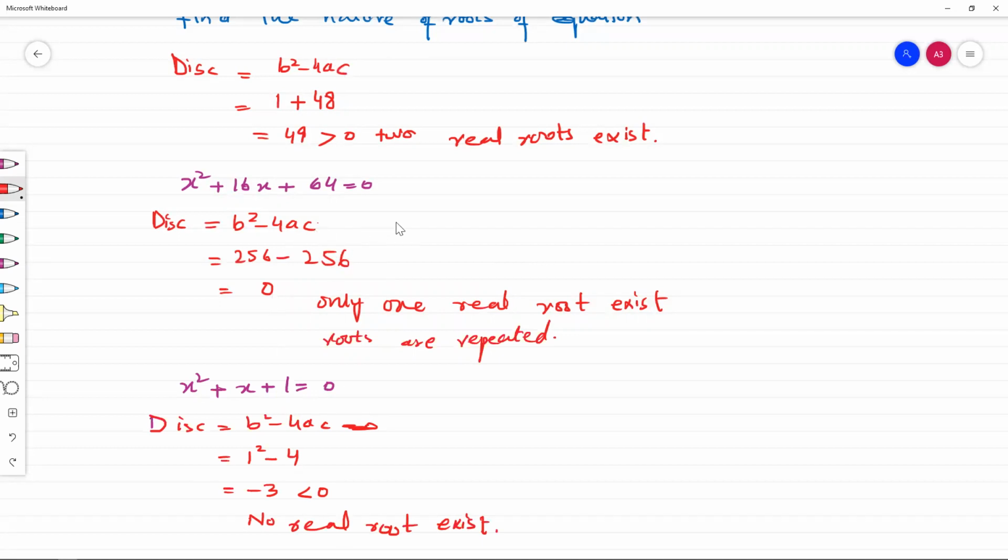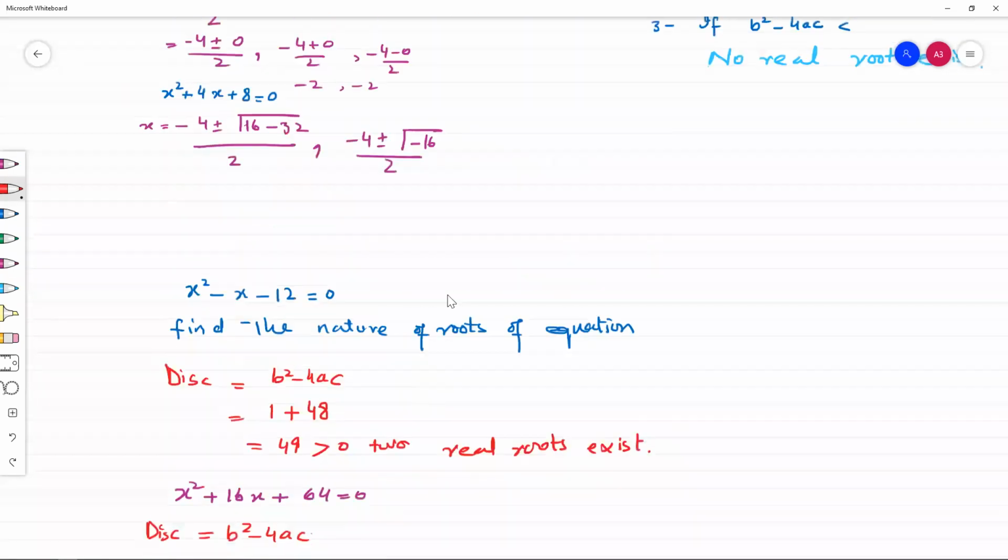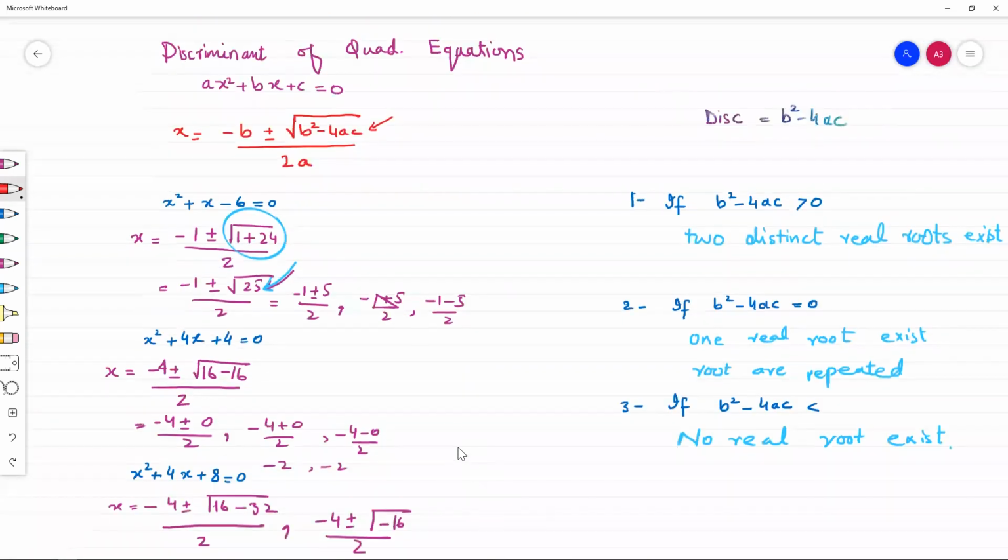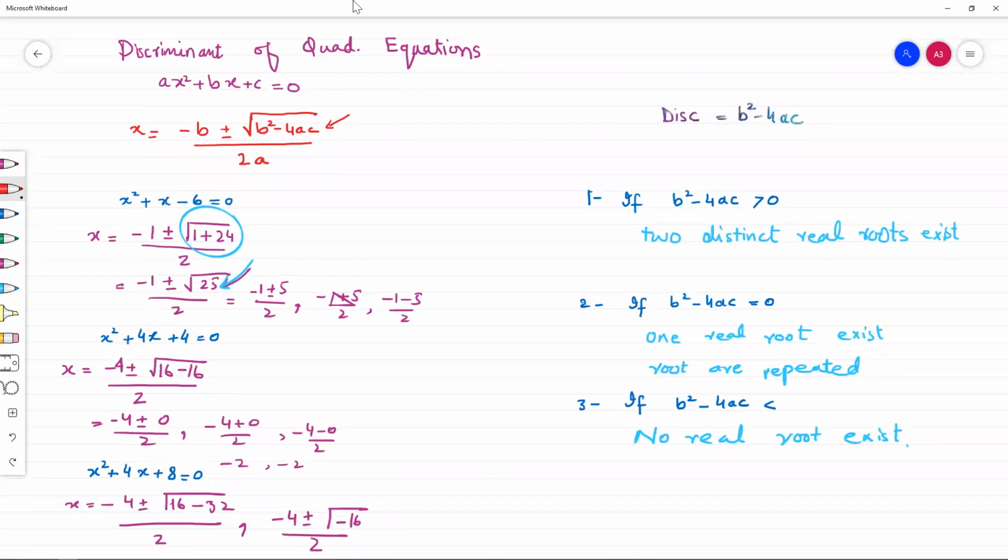So this is just a simple look at the nature of the roots. In this lecture we learned what the discriminant is and how we can use it to find the nature of the roots. For different questions and the simultaneous solution of different equations, how we use the discriminant to predict the intersection point, we will discuss in the next lecture.